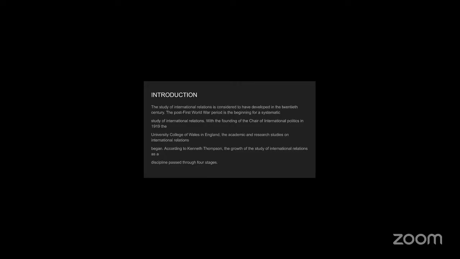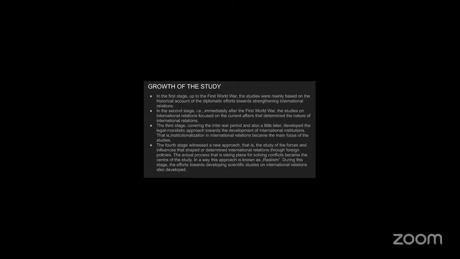Okay. So that study has passed through four stages. He gives us the four stages where international studies has grown. In the first stage, which lasted till the First World War, the studies were actually based upon the historical context.